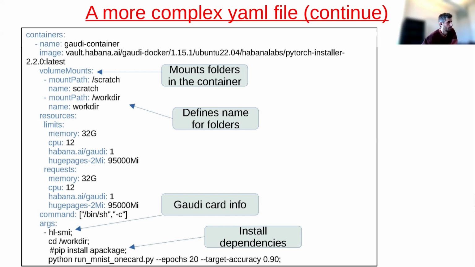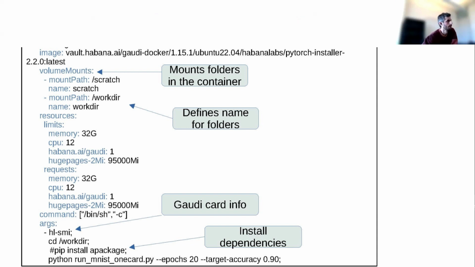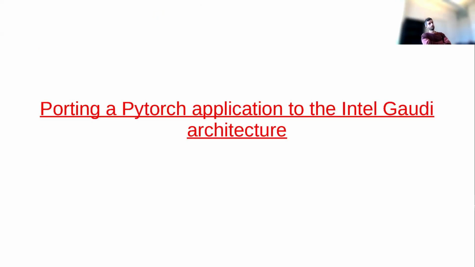I'm going to show you later how to run this, because the YAML file is the one I'm going to use for an example I'm going to show you later. So, okay, let's move to the next section, which is the main section. This is maybe what you are interested in.